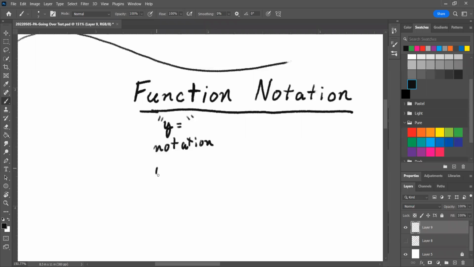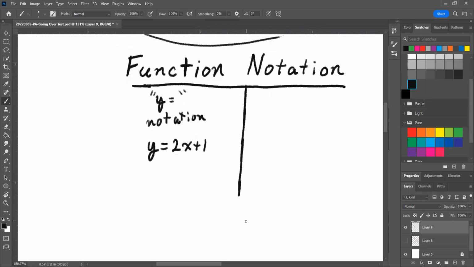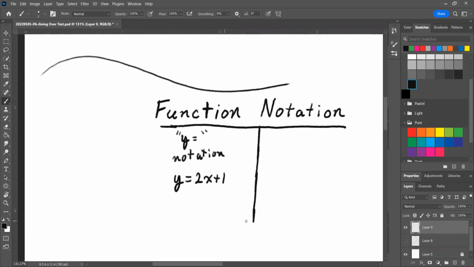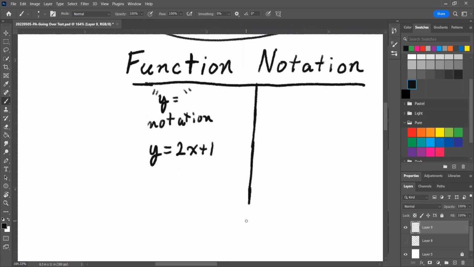So if we have something like y equals 2x plus 1, that's y equals notation. We've seen that. Have we graphed things like that in here with finding the slope and y-intercept? I don't remember. Okay, that's fine. We will this unit. We'll make it to that before the end of the year. I'm pretty dang sure.